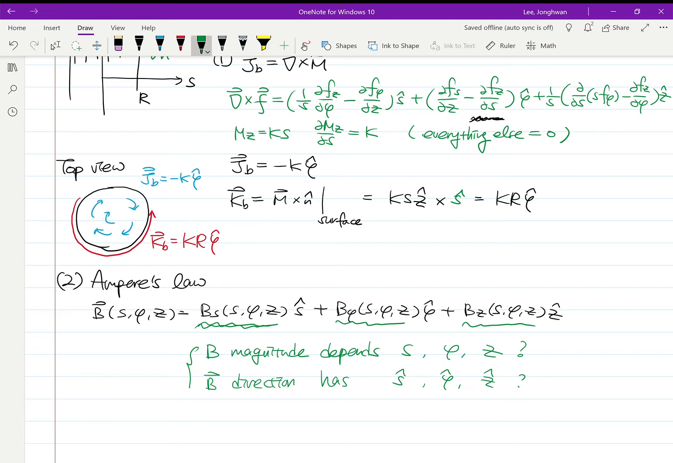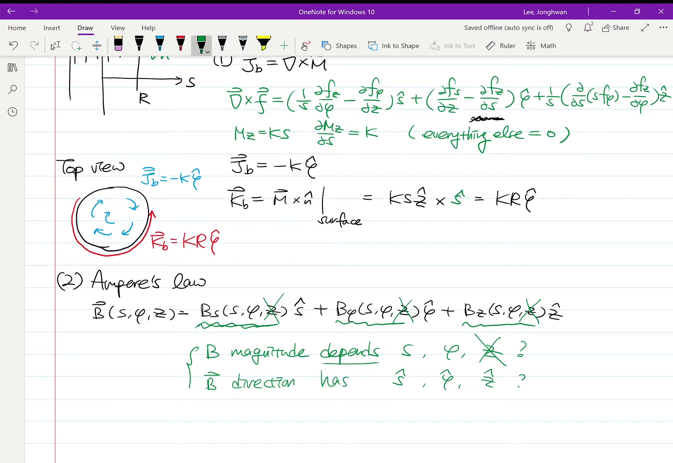So if you think about the dependency first, this is an infinitely long cylinder, so the B field will not depend on Z first. It's very easy, right? Because the system has a symmetry along the Z-axis. So even when you measure the B field at different Z value or different height, it will give you the same magnetic field value. So it will not depend on Z. We can exclude the possibility of dependency on Z.